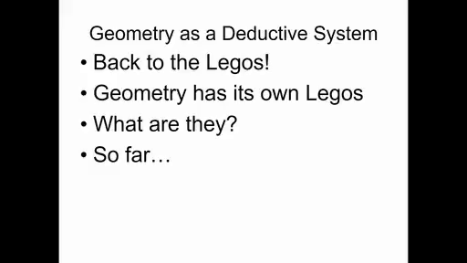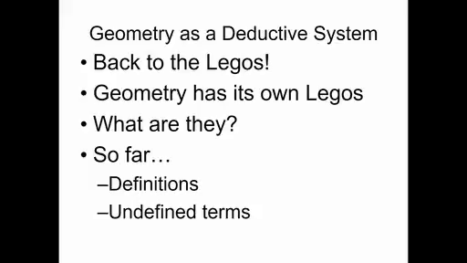Here are some. We have some definitions. We've defined some words. Some words we haven't. We've just used them because if you don't have some place to start, you can't build. We have some theorems. Today we introduce the fourth type of Lego in geometry. It's called a postulate.